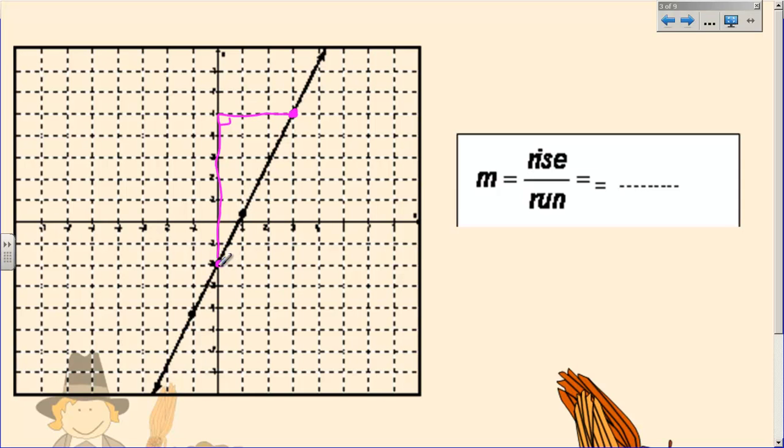To find my rise, I'm going to count how far I went up to get from here to here. So I'm going to count my spaces. 1, 2, 3, 4, 5, 6, 7. So my rise is 7, and it gets to be positive because I went up. My run is how far I went to the right. I went 1, 2, 3 to the right, so my run is 3. That makes my slope for this graph 7 over 3, because to get from one pretty point to the next pretty point, I go up 7 and to the right 3.